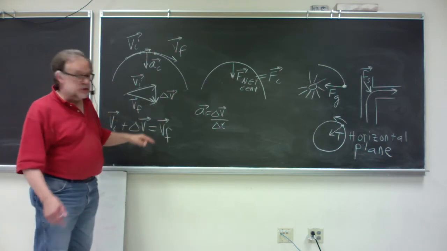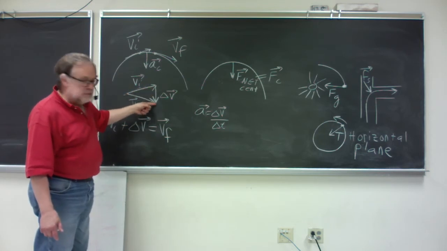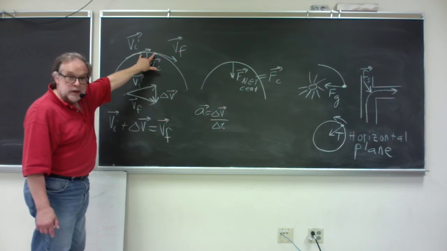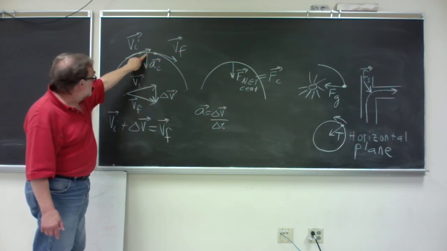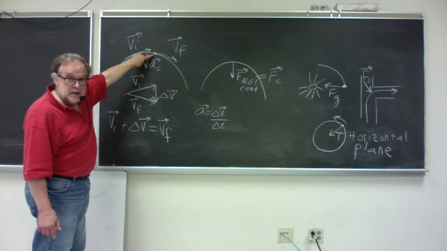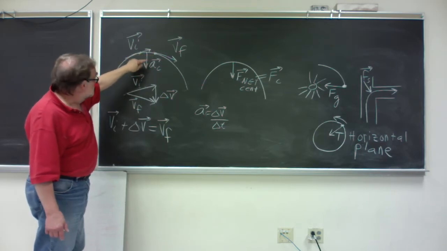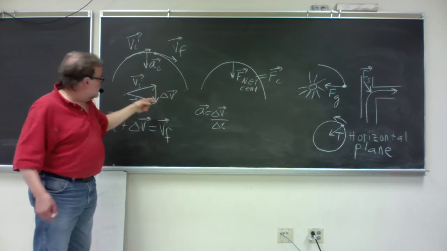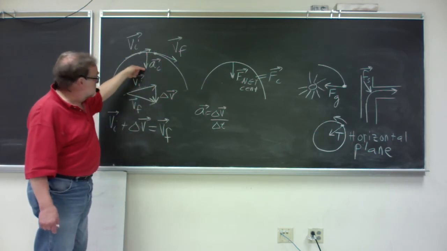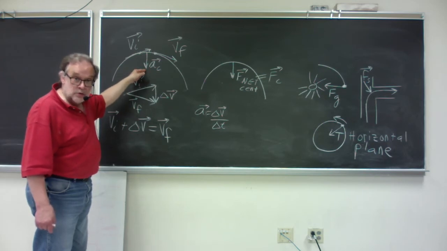And the important thing to note here, the delta v points down, and we were looking at a time interval where half of that time comes before the object is at the top of the circle, and the other half of that time is when the object is past the top of the circle. So the average velocity during that time interval is straight down.